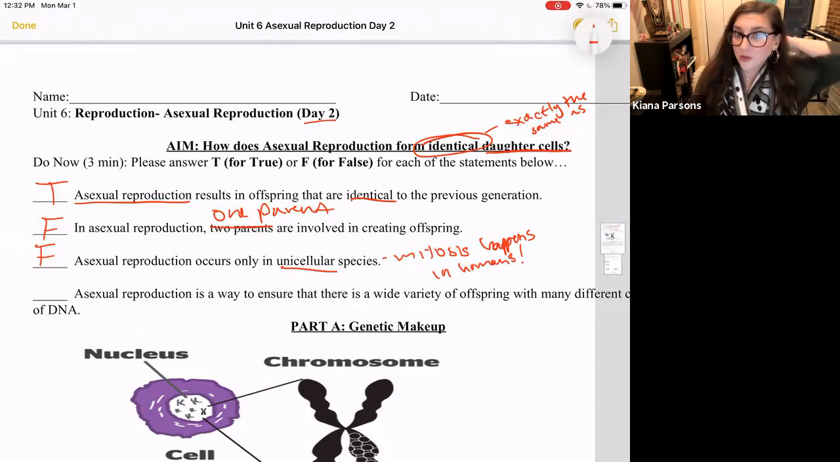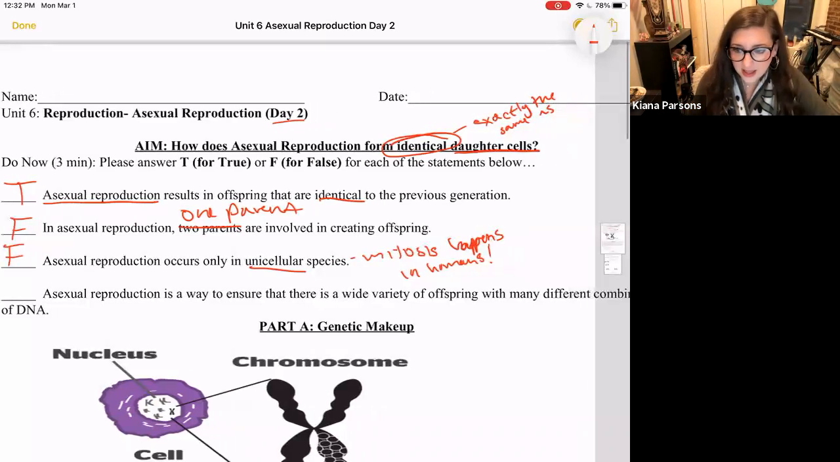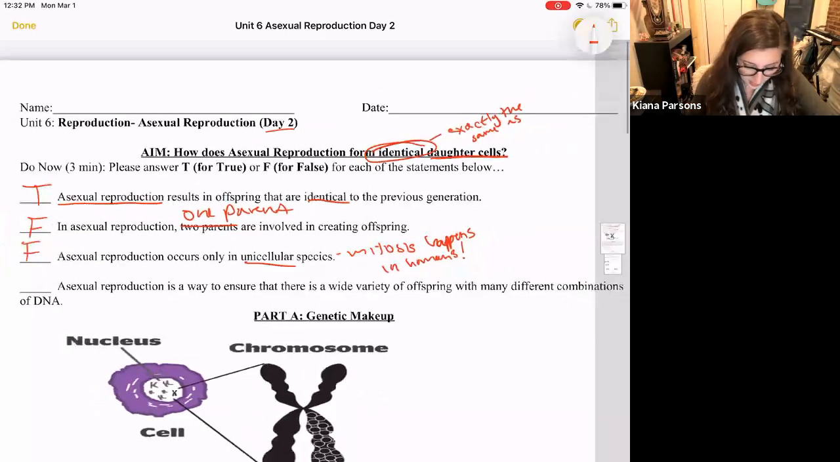And you might also remember from day one that the way unicellular species asexually reproduce, at least in living environment, we're usually talking about binary fission with bacteria and amoebas, how they reproduce. But we're not going to get too heavily into that in living environment.